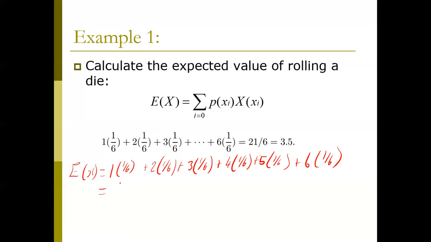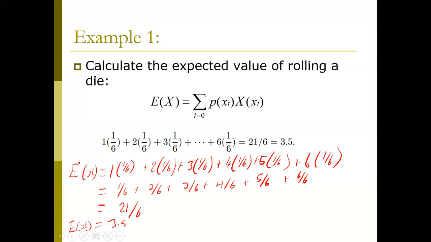So 1 times 1 over 6, that's 1 over 6. 2 times 1 over 6, that's 2 over 6. 3 over 6. 4 over 6. 5 times 1 over 6 is 5 over 6. And 6 times 1 over 6 is 6 over 6. And that will give us a total of 21 over 6, which is the same thing as 3.5. So therefore, the expected value of rolling a die is 3.5.